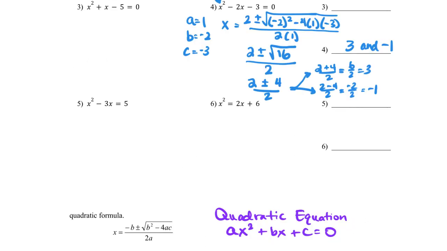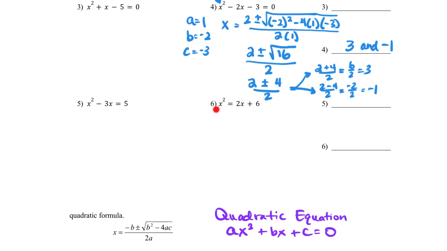Let's take a look at number 6. And I just copied my quadratic formula to the bottom of my screen so I can always have that in view. So I'm looking, and I don't have this equation. I have x squared equals 2x plus 6.